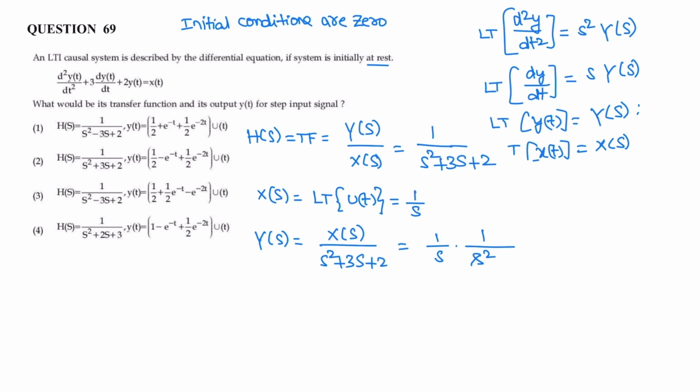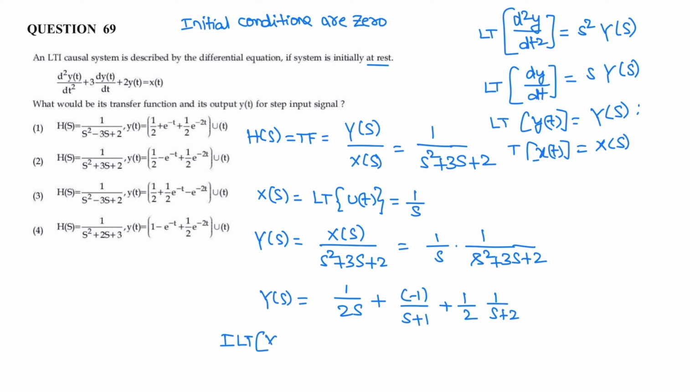So rearrange the expression: 1 by 2s minus 1 by s plus 1 plus 1 by 2, 1 by s plus 2. This is Y of s for the input X of s. For the step input Y of s, apply the inverse Laplace transform.